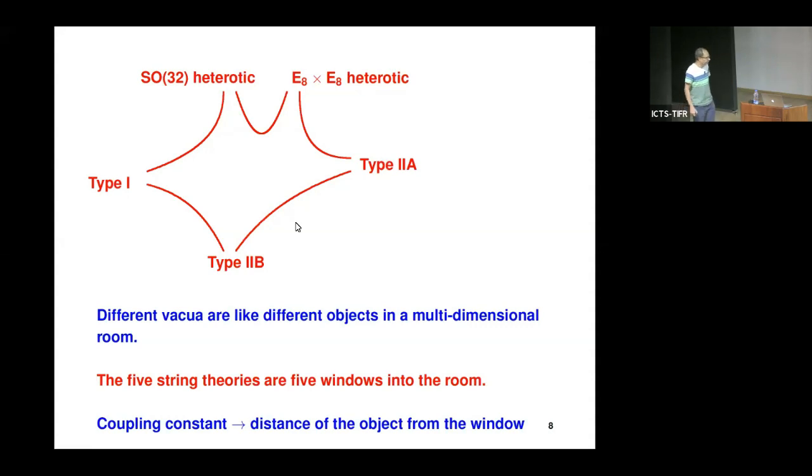And from this viewpoint, we can think of the coupling constant as the distance of the object from the window, so that a weak coupling limit corresponds to objects that are closer to this window. So some of the vacua correspond to weakly coupled type 2b string theories, where the type 2b dilaton is large and negative, so e to the phi is small. So those are easier to study from this window. Some of the vacua are easier to study from this window, and so on.